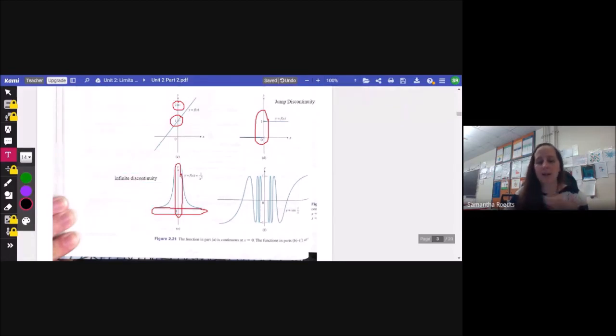You'll never go past that line. We can't fix it, okay? And then there's this crazy function over here, y equals sine of 1 divided by x. Okay, that has oscillating discontinuity.